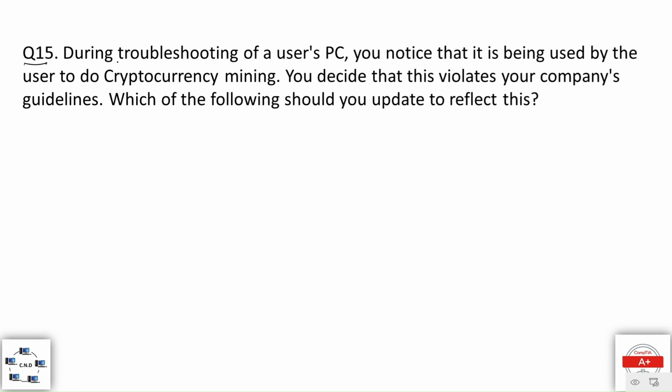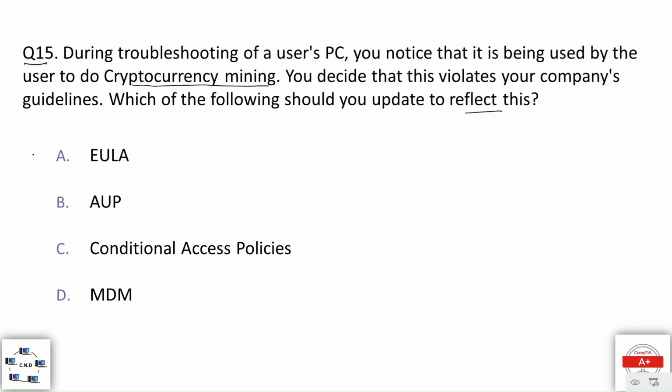Question number 15. During troubleshooting of a user's PC, you notice that it is being used by the user to do cryptocurrency mining. You decide that this violates your company's guidelines. Which of the following should you update to reflect this? The options are option A, EULA, that is End User License Agreement. Option B, AUP, that is Acceptable Use Policy. Option C, Conditional Access Policies. And option D, MDM, that is Mobile Device Management.